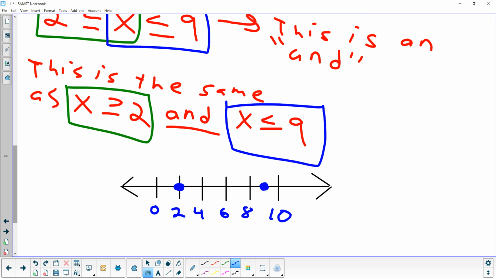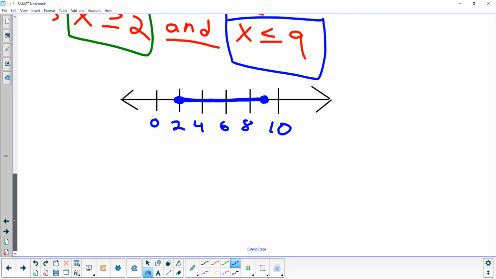And Francesca, where do I shade? Well, for the 2, you go to the right, and then for the 9, you go to the left. Yeah, so where does that end up being? In the middle. In the middle, right? We're gonna shade between. We connect the dots. When you have an and, it's a between. It's not an arrow pointing in one direction. It's between. That's how you graph a conjunction. Any questions on that?